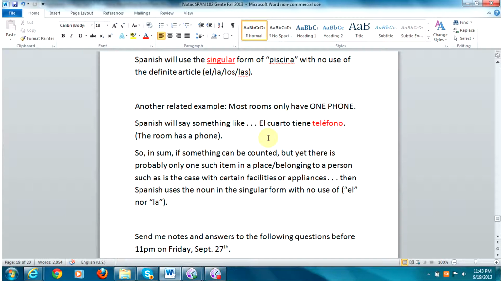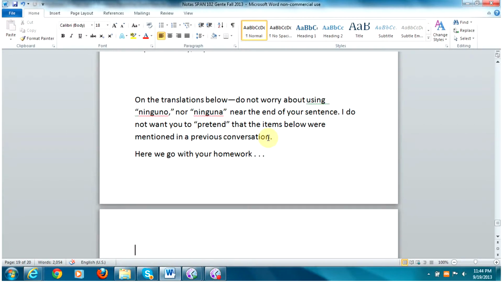Okay, send me your notes and your answers to the following questions. Your notes will be based off of the whole lecture that you saw. Your answers will be related to today's lecture, but I need all of this before 11 p.m. on Friday, September 27th. On the homework, on the translations below, don't worry about using ninguno or ninguna at the end of your sentence. I don't want you to pretend like certain items were already mentioned in a previous conversation. Don't worry about that so much.